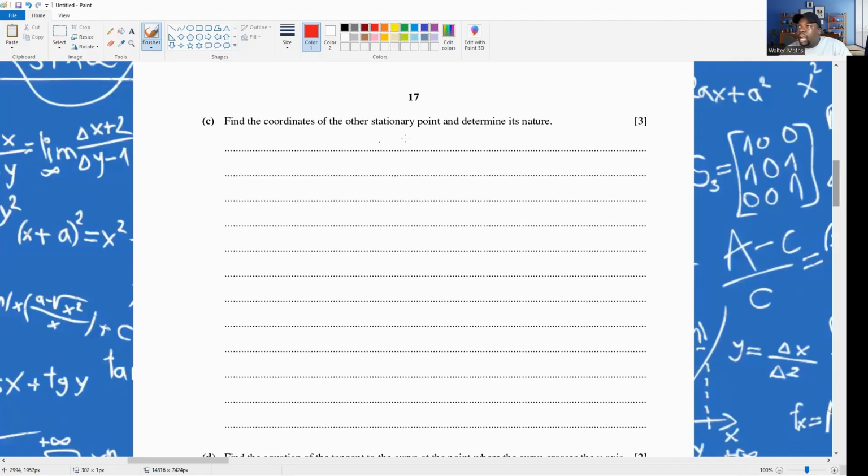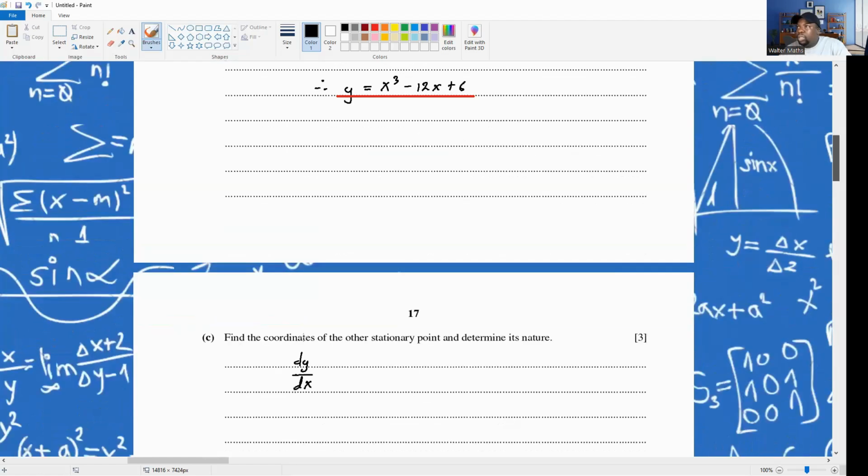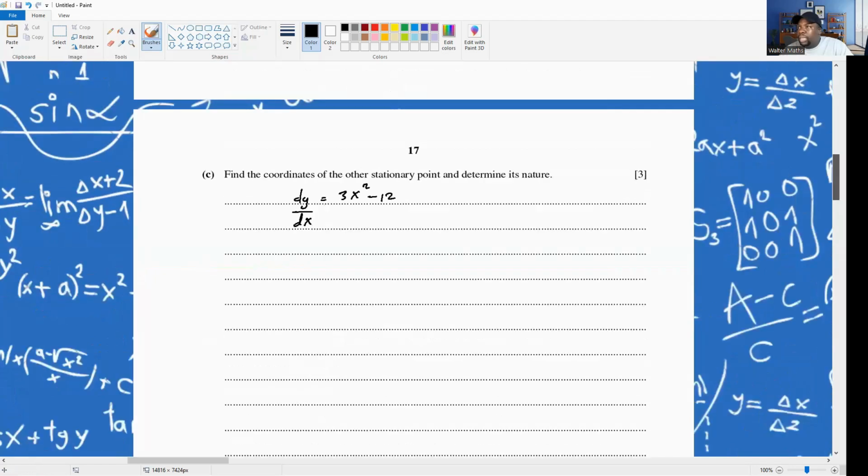They say find the coordinates of the other stationary point and determine its nature. So dy by dx, here we are using what we got right above. We are differentiating x cubed minus 12x plus 6, which is 3x squared minus 12. Remember, if we differentiate a constant, we get 0. So it's just 3x squared minus 12 that we are going to be working with.